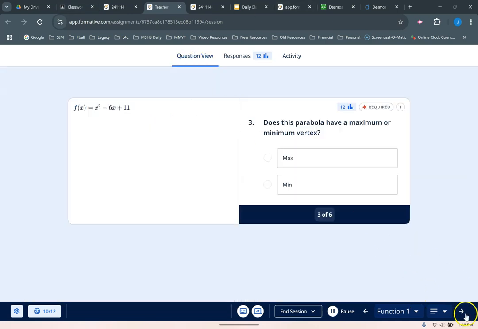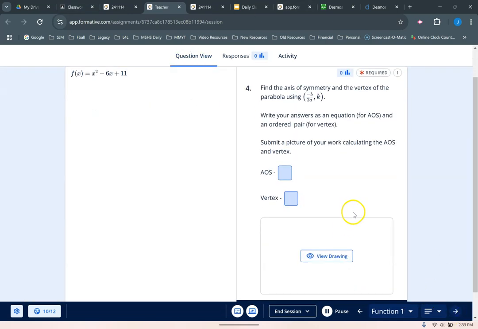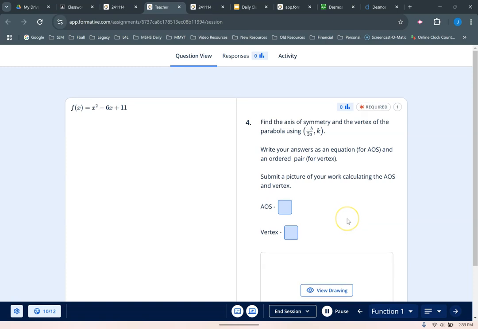Now, this is where it starts to get a little bit more complicated. We are going to find the axis of symmetry and the vertex of our parabola using our negative b over 2a, k format. And then we are going to write our axis of symmetry as an x equals equation and our vertex otherwise. All right, go ahead. Let's see what you got.